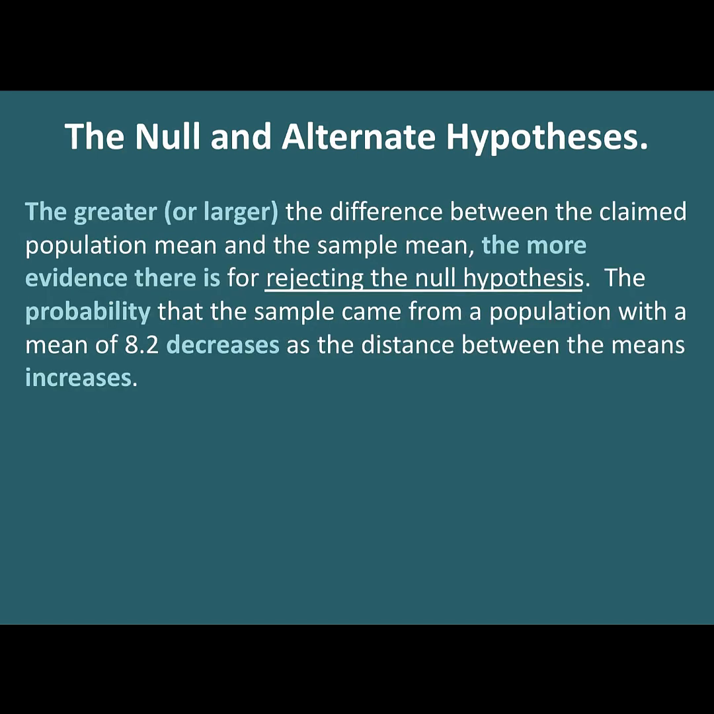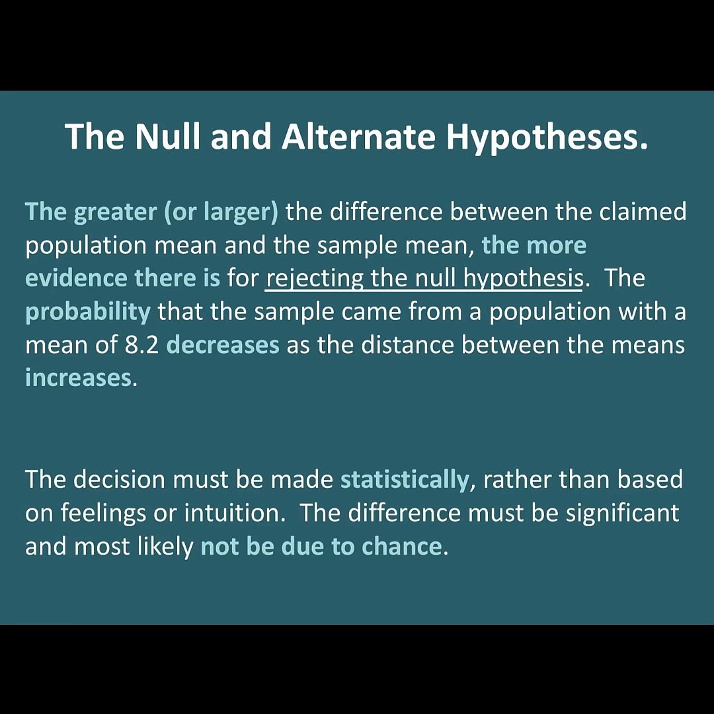The larger the difference between the claimed population mean and the sample mean, the more evidence there is for rejecting the null hypothesis. The probability that the sample came from a population with a mean of 8.2 decreases as the distance between the means increases. Keep in mind that any decision for any example must be made statistically rather than based on feelings or intuition. The difference must be significant and most likely not due to chance.